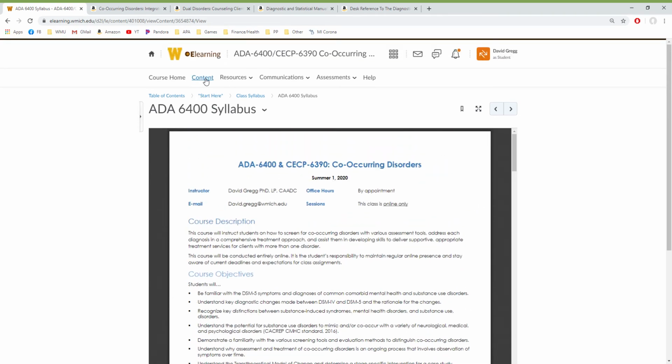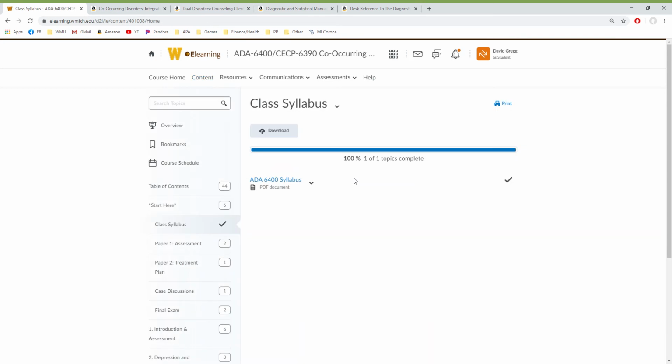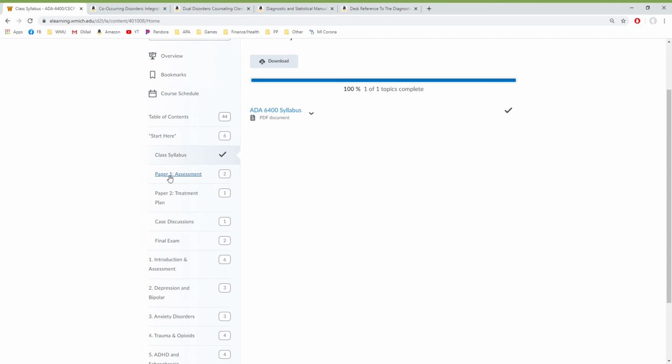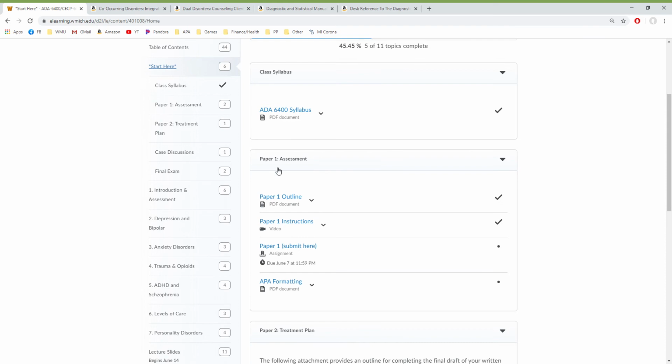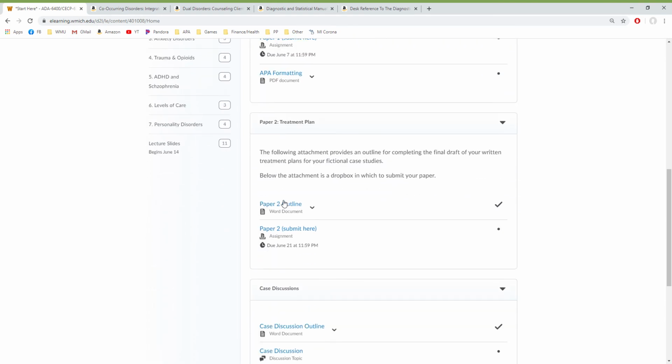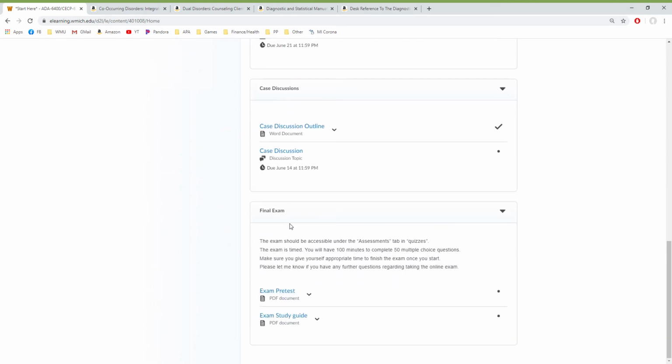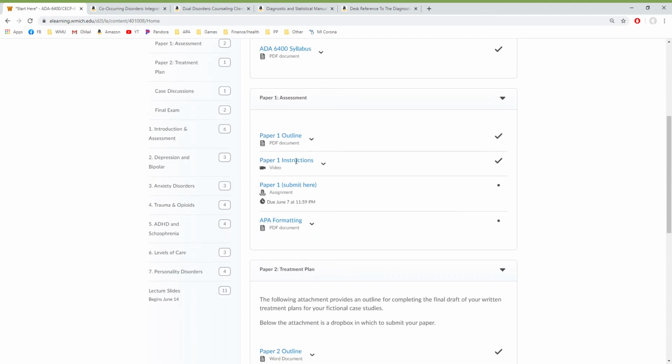Let's go ahead and go back to content, and I'll show you the rest of how this course works broadly. I'm going to first start by showing you the rest of how to get to the major case assignment parts of this class. So first, it's all here in the Start Here module. In the Start Here module, we have the sub-modules for Paper 1, Paper 2, case discussion, and then the final exam, all right in here.